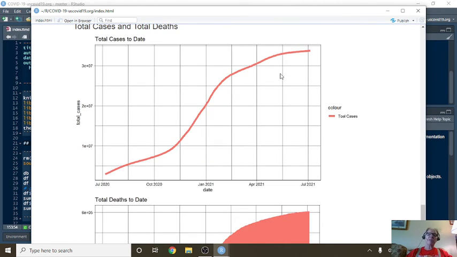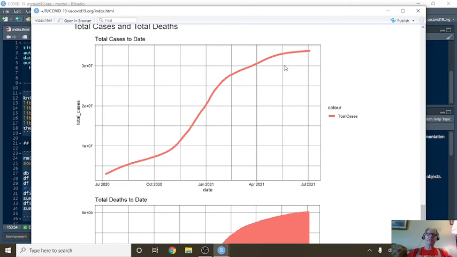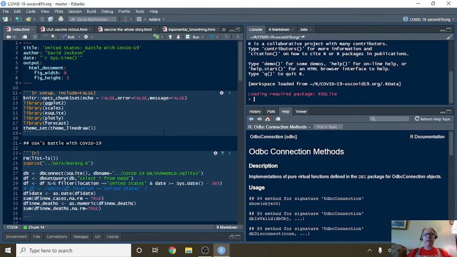These are the cumulative totals. What we're looking for here is a flattening pattern. We don't really see a big flattening pattern here yet in terms of cumulative cases or cumulative deaths. We need to keep an eye out for that pattern.